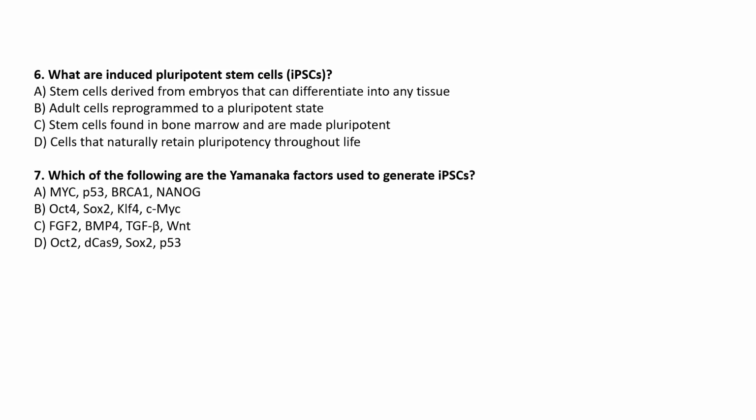So the answer here is B option, OCT4 or OCT3/4. I think it has two subunits, SOX2, KLF4, and CMYC. Okay, these are useful to know. They're definitely something that you should know in general if you're studying stem cells. They're very important. It's very important to know these factors and how they were used.